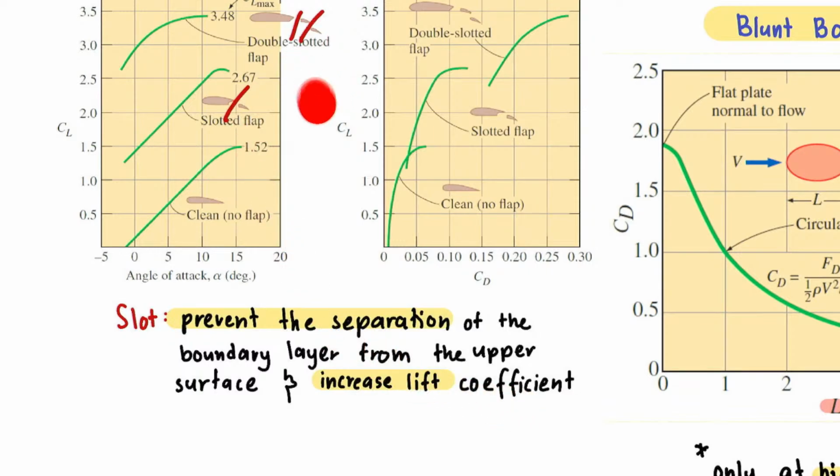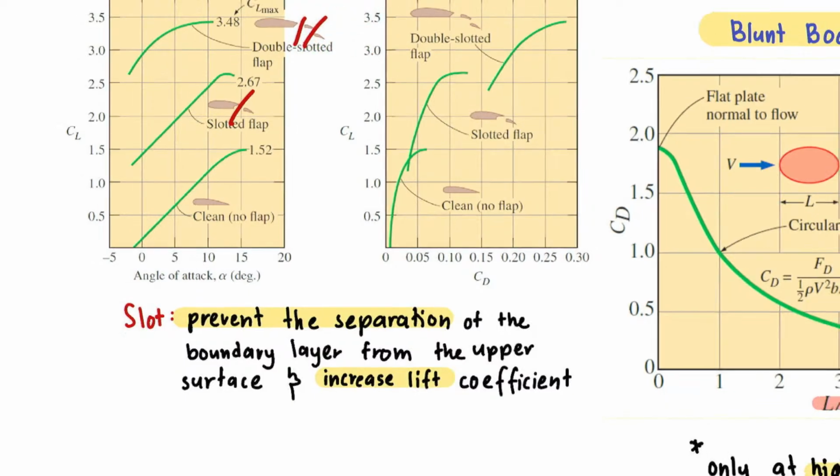Slots prevent the separation of the boundary layer from the upper surface and increase the lift coefficient. Why does it increase lift? Because it increases the surface area. Why does it prevent separation? Because there are little holes that fluid can enter.